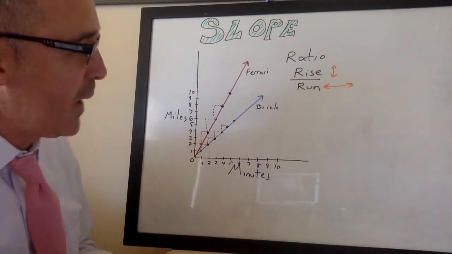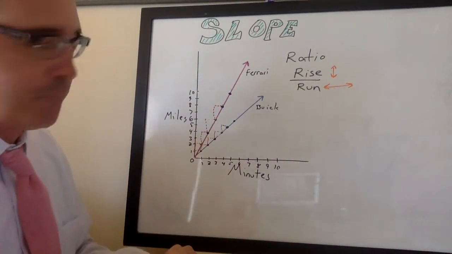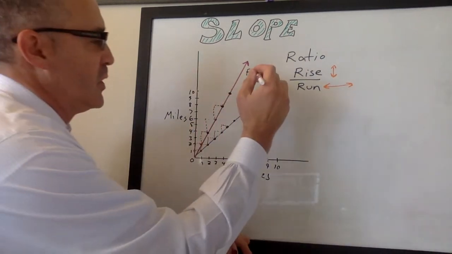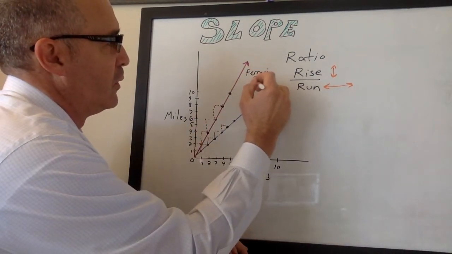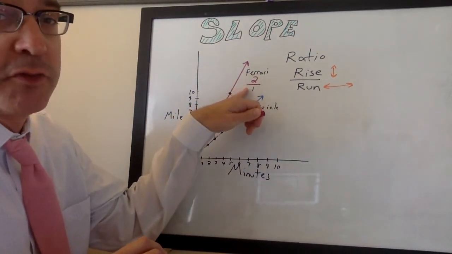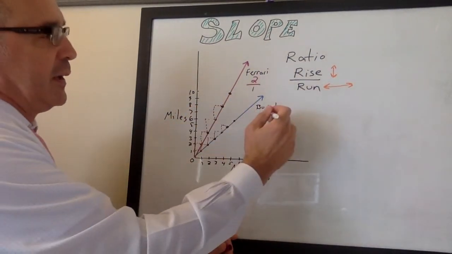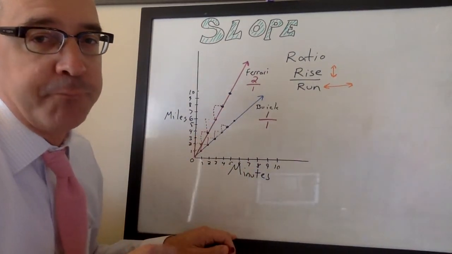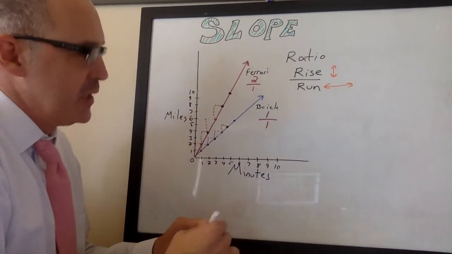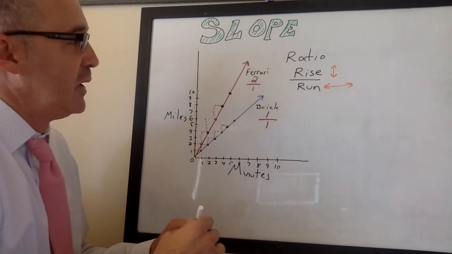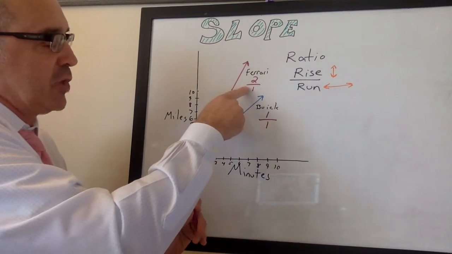Okay, so again, back to the math over here. Rise over run. The Ferrari is going to have a rise over run ratio of 2 to 1. That's the slope for the Ferrari, 2 over 1. And the Buick has a slope of 1 to 1. Now this is the ratio. It shows rise over run. We can also call it a rate of change.